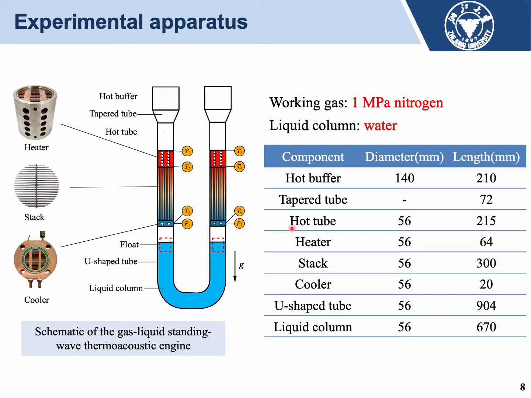In the engine, nitrogen of 1 MPa is selected as the working gas, and water is chosen as the liquid column. To suppress the Rayleigh-Taylor instability, a float is installed at each side of the liquid column.